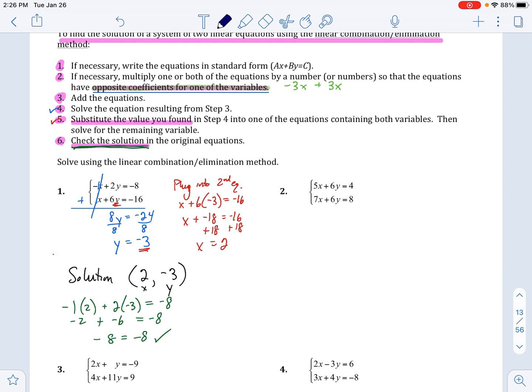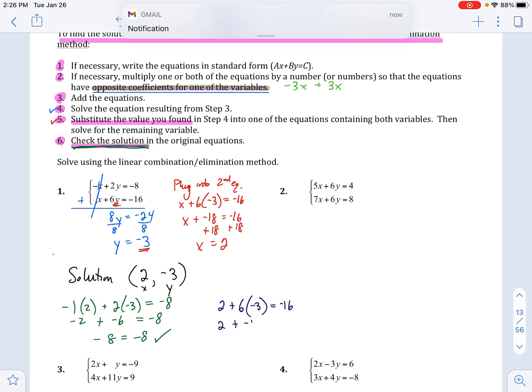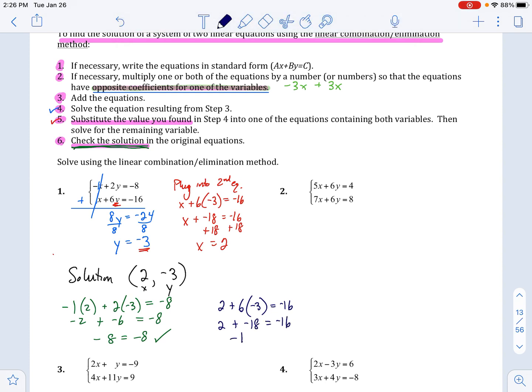So now I'm going to plug into the bottom equation, and that is going to be 2, my x value, plus 6 times my y value, which is negative 3, and I want to know, does that equal negative 16? Does 2 plus negative 18 equal negative 16? Well, 2 plus negative 18 is negative 16. Negative 16 does equal negative 16. So I know that this ordered pair of 2, negative 3 is a solution to that system.